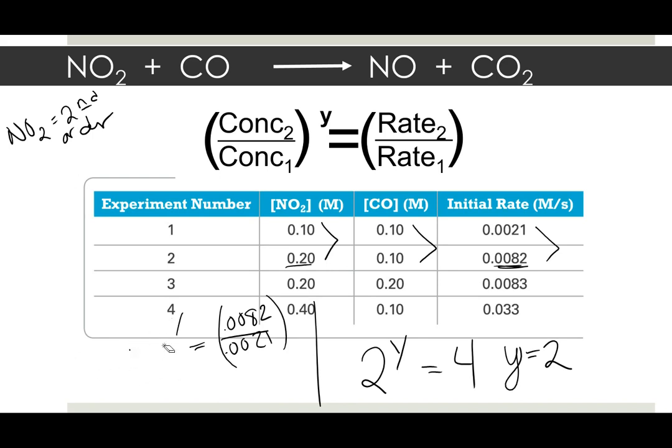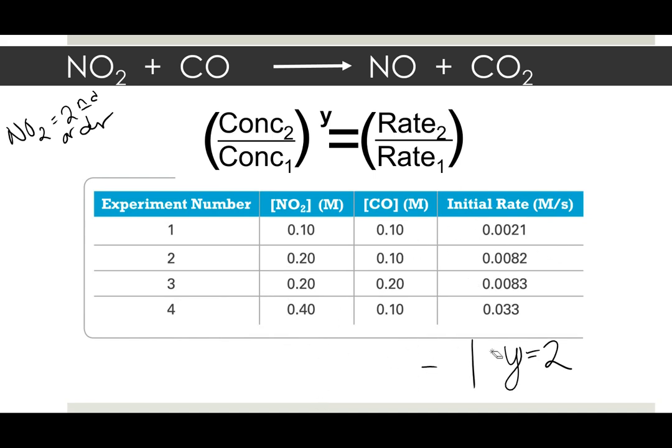Now I'm going to pause for a minute. I want you guys to determine which trials would be good trials to determine the order for CO. So which two trials do you think we're going to use? Okay. So we need two trials where CO changes, but NO2 stays the same. Well, these are the only trials where NO2 stays the same, so hopefully CO changes, and it does. So we're going to use trial 2 and trial 3. So NO2 stays the same, CO changes, and there are our rates.